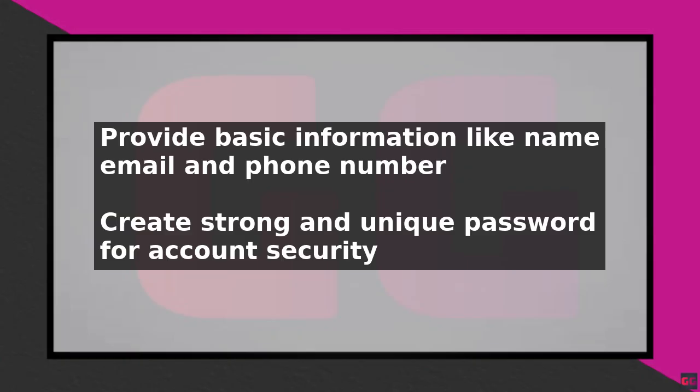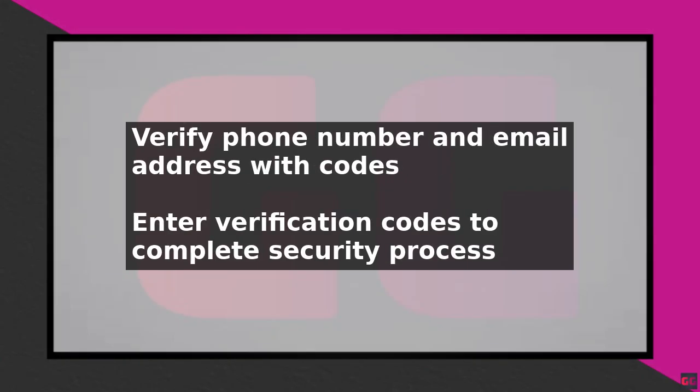You will receive a verification code on your phone and email, which you need to enter in the app to complete the verification process. Once your account is verified, you can link your bank account or credit card to your Venmo account. This will allow you to send and receive money using the app. You can link your account by going to the Settings menu and selecting Add Bank or Card.